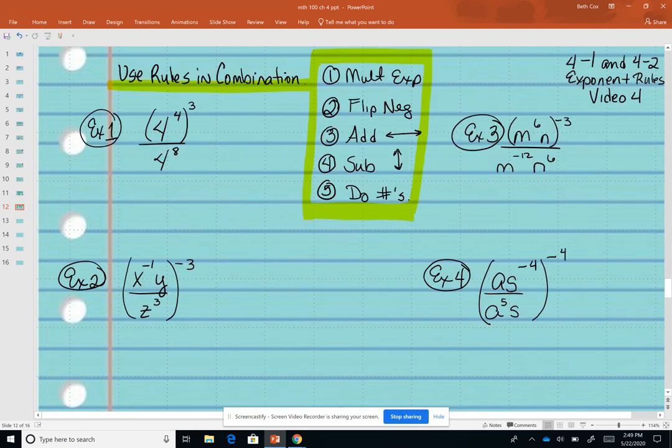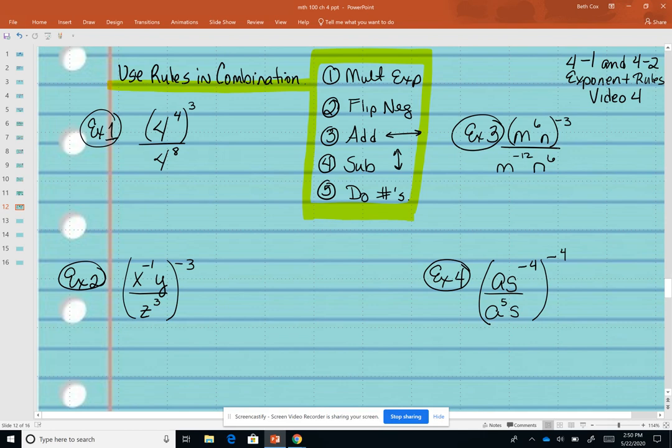Okay, here we are again. We've got 4 examples. You can copy down the examples and give yourself a try. Stop the video, see what you can do on your own, and then come back and join me when you are finished trying them. Here we go.